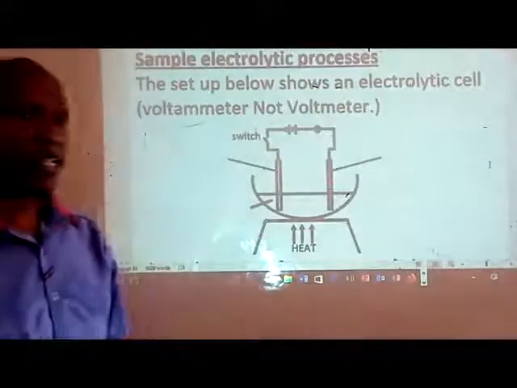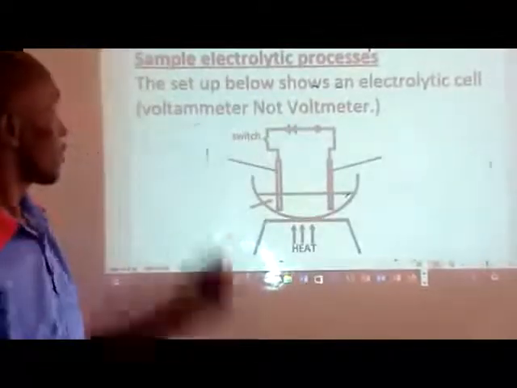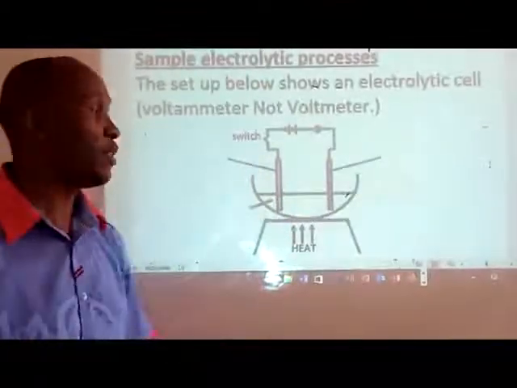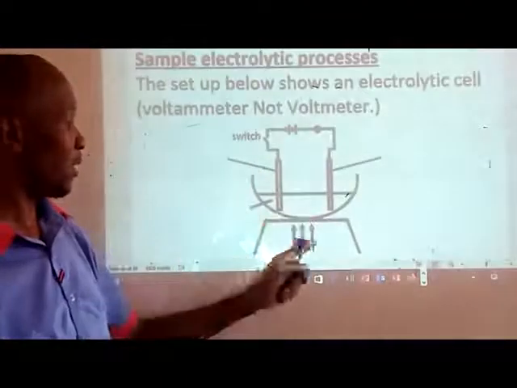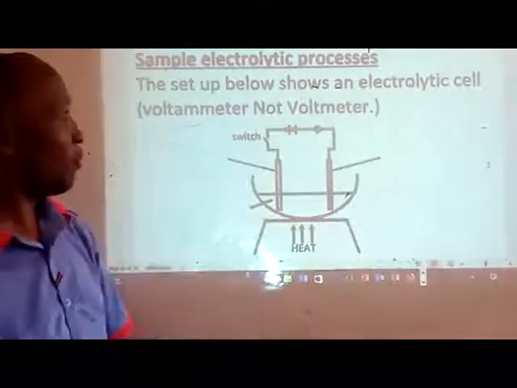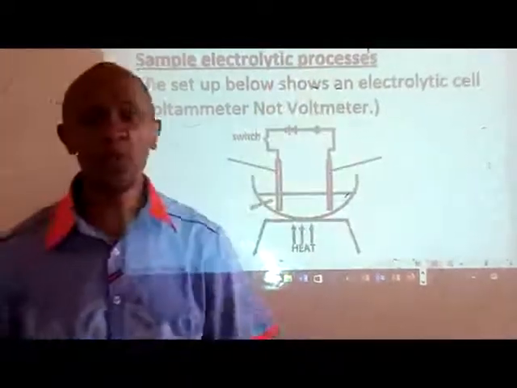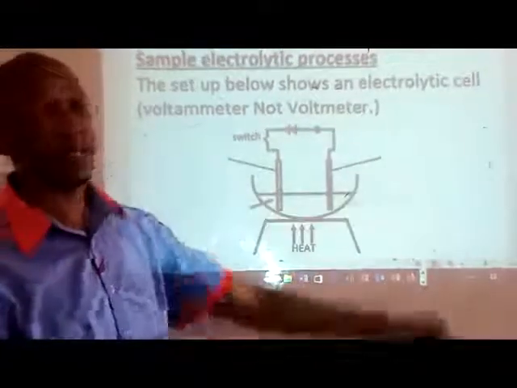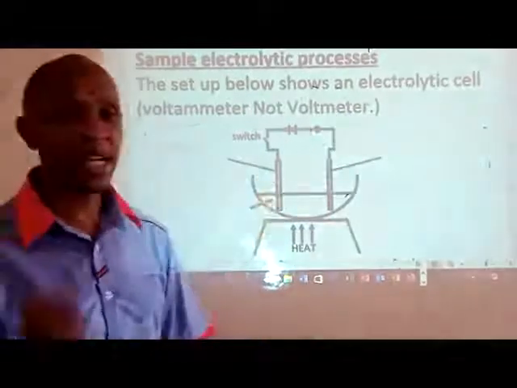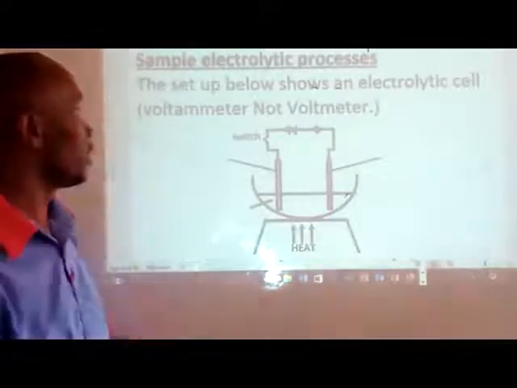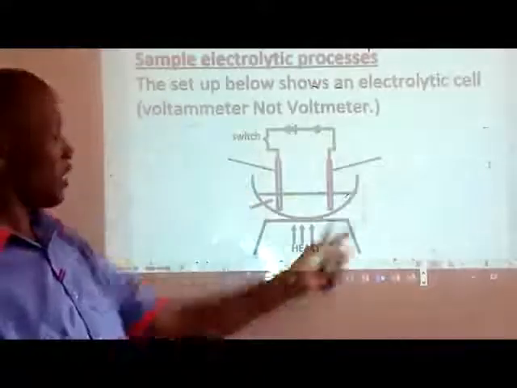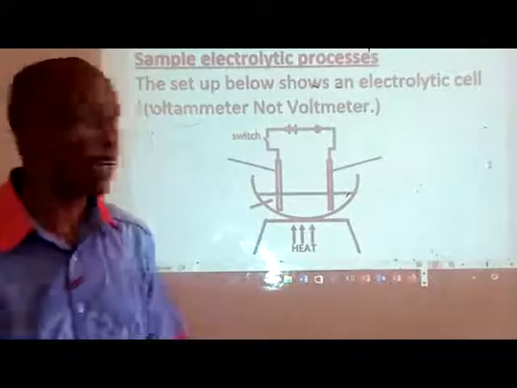So let us look at some other examples. And this is how we'll be setting up an electrolytic cell. We'll have the electrolyte there, we'll have to heat it. Whatever electrolyte it shall be, a switch and a bulb. So a setup for electrolysis is called a voltameter. Not a voltmeter, because a voltmeter is an instrument that is used to measure voltage. A voltameter is a setup for electrolysis. So this is a voltameter.